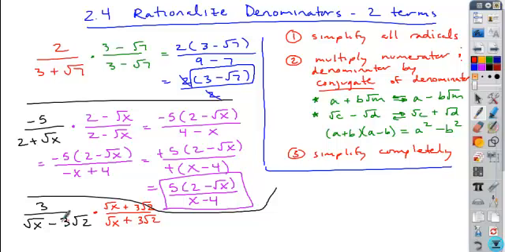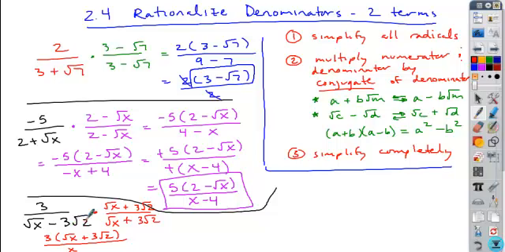And so when we simplify this, we multiply across the top. We get 3 times root x plus 3 root 2. Again, there's no reason to distribute that through. Just leave it as it is. Leave it as factors. And then across the bottom, we take root x squared, which is x, minus 3 root 2 squared.